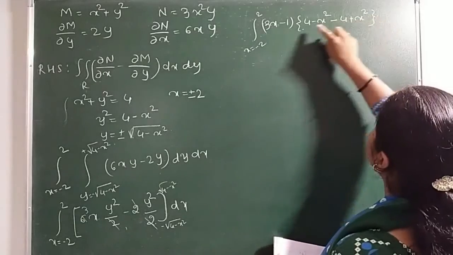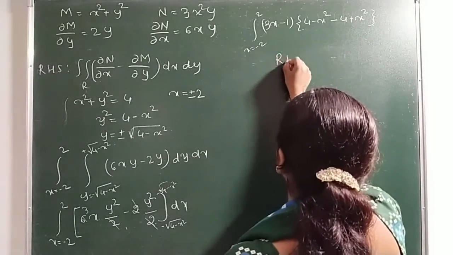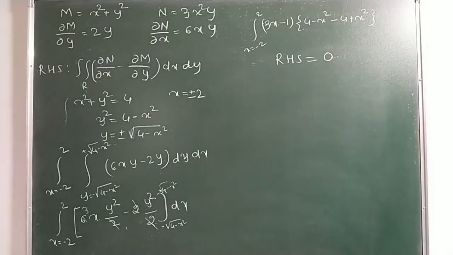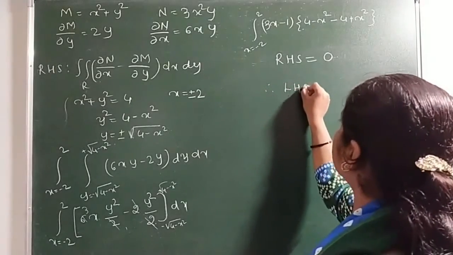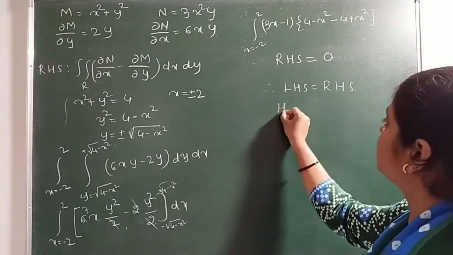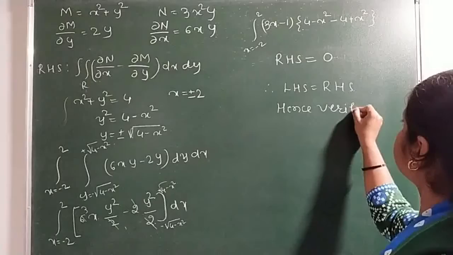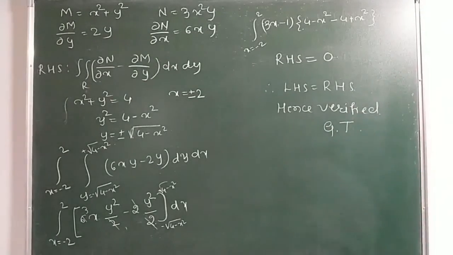Now this plus minus gets cancelled, and the RHS part without applying the integration of x, the term becomes 0. Therefore LHS equals RHS. Hence verified the Green's theorem.